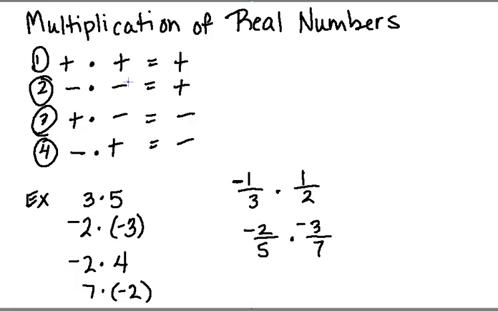A negative times a negative, the answer will be positive as well. If we have a positive times a negative, the answer is negative. And if we have a negative times a positive, the answer is negative.